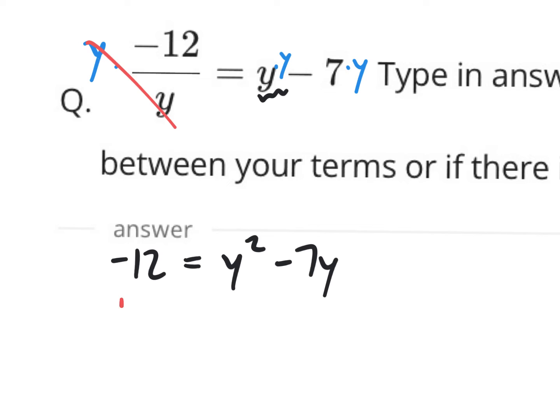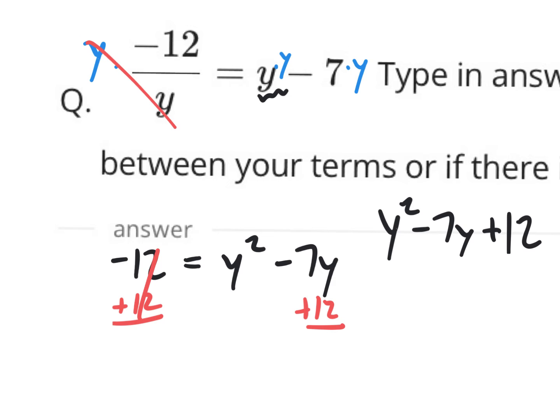Let's get rid of that minus 12 by going plus 12 here, plus 12 over there. We will have y squared minus 7y plus 12 equals 0. Again, I just wrote this right here, y squared minus 7y plus 12. And instead of having the equal 0 on the left side, I probably should have done it a step at a time.